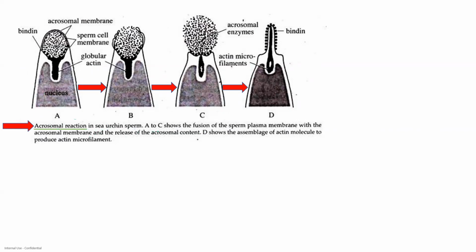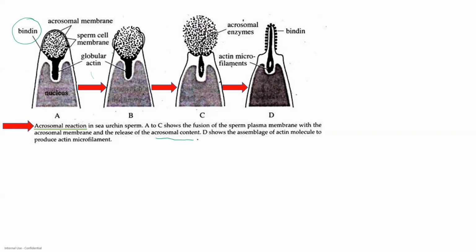It shows the fusion of the sperm plasma membrane with the acrosomal membrane and release of acrosomal content. The acrosomal content gets released. Fine. See, look here. What happens? This is the nucleus part. This is your acrosomal membrane, and this is the bindin, which we were talking about, whose receptor is the TBR1.